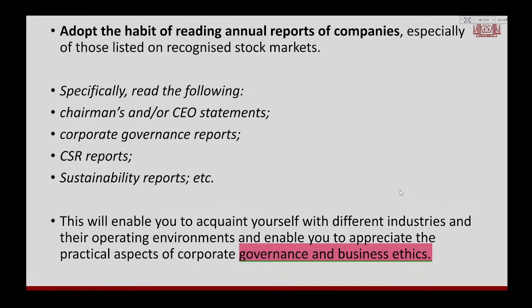I have highlighted governance and ethics. If you want to pass this paper, I beg you, start today. This evening. Now go and take the ICAG book. Start today. Is that okay?